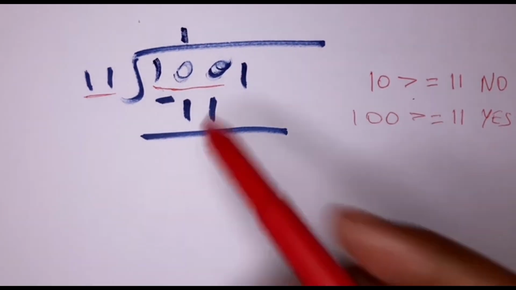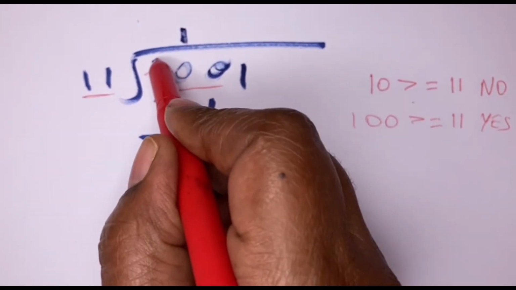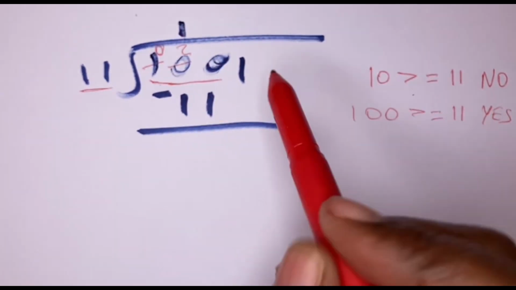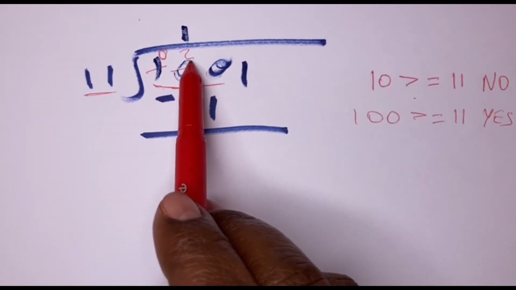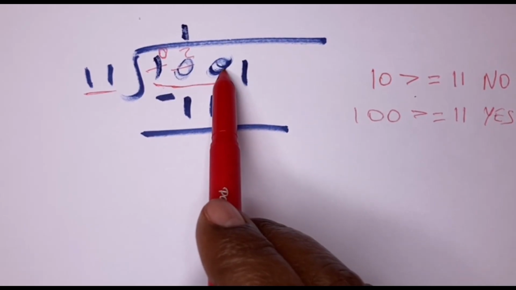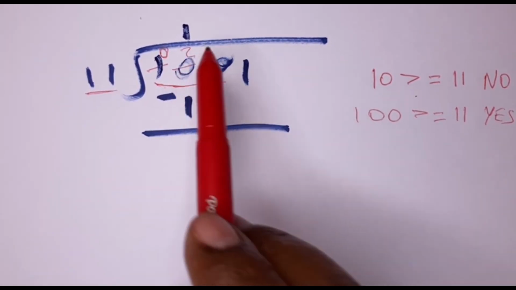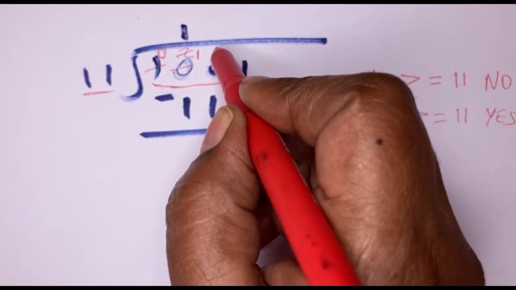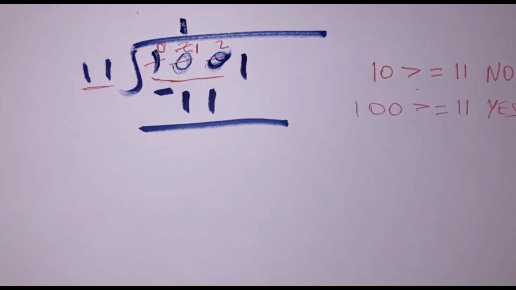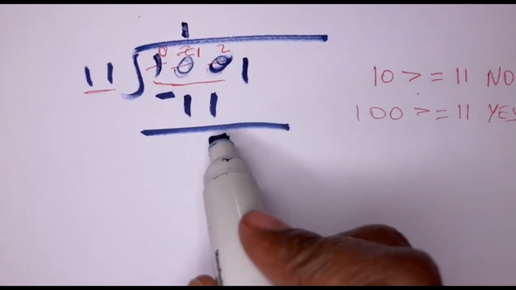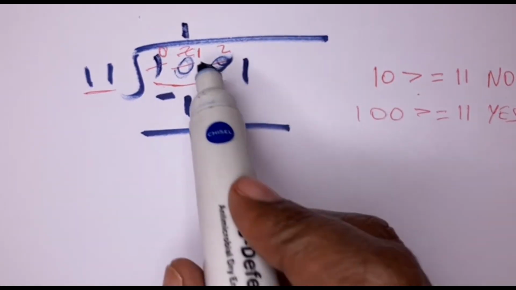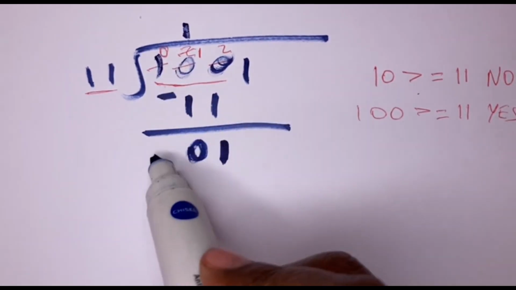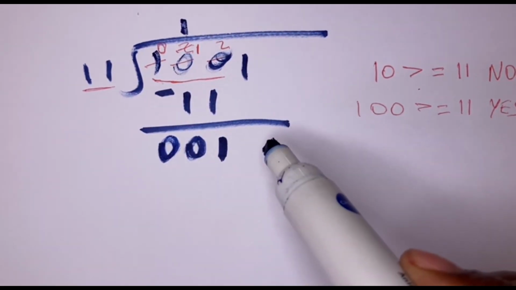So 1 can lend to this 0, so 1 changes into 0, and this changes into 2. Then this 2 can lend to the 0, or 0 can borrow from here, so this changes into 1, and this changes into 2. So 2 minus 1 is 1. 1 minus 1 is 0, 0 minus 0 is 0, giving 0, 0, 1.